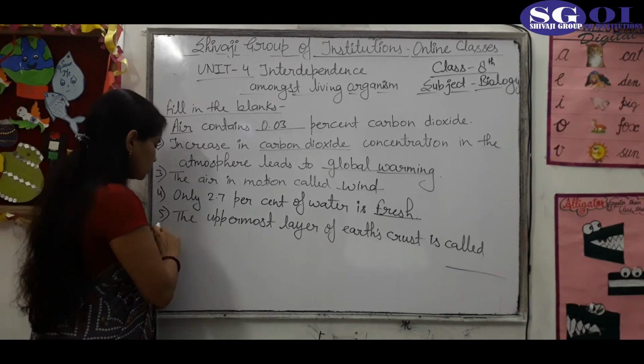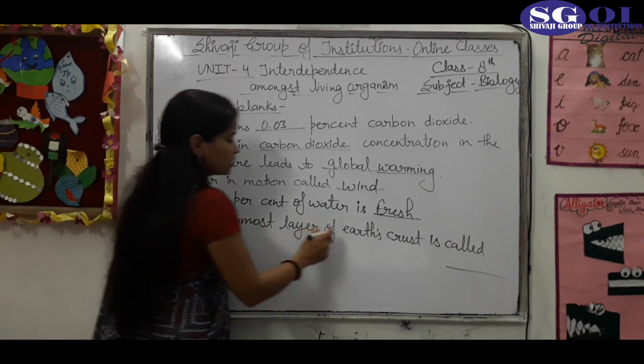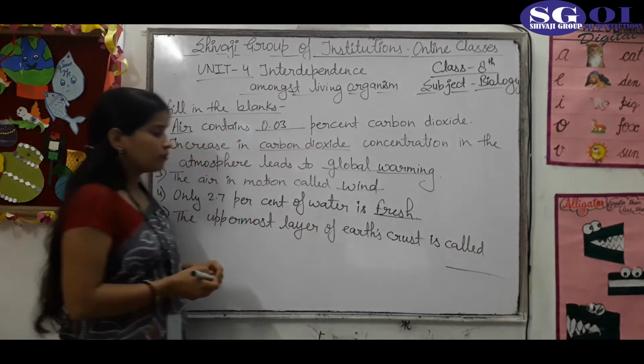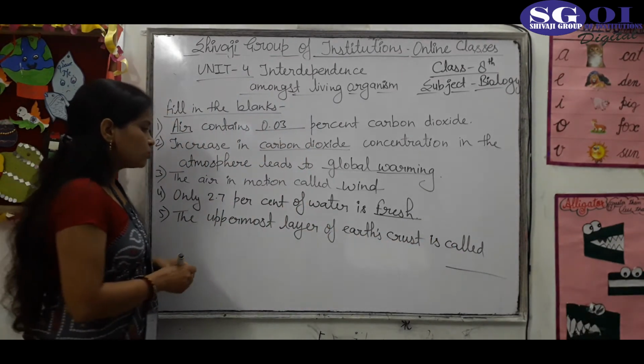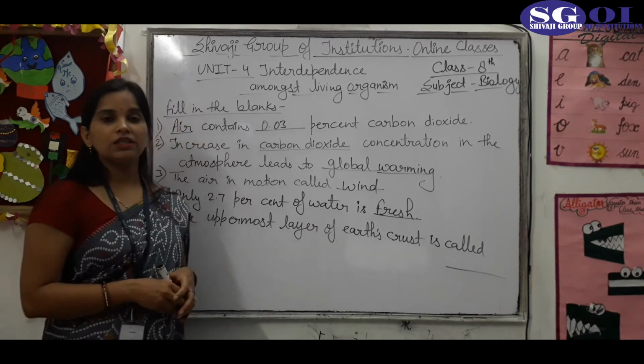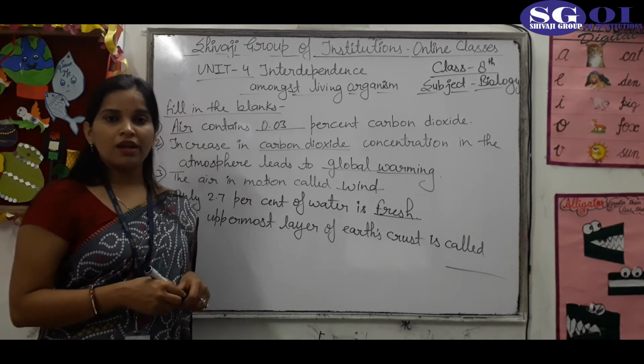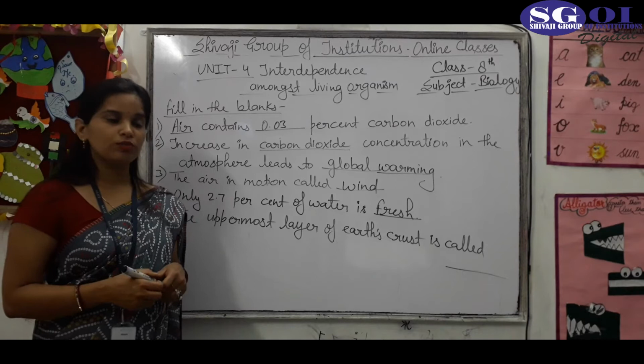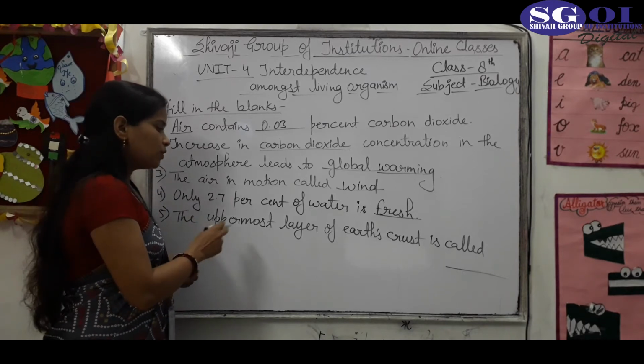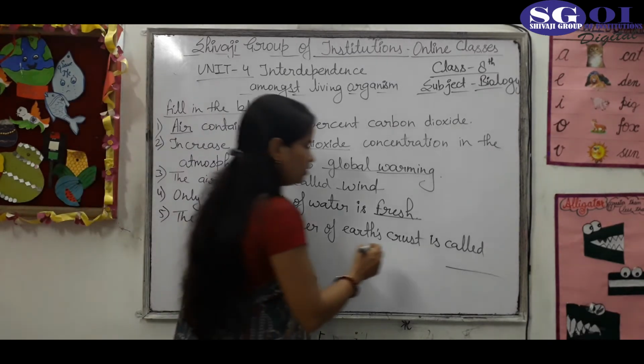Next question, question number 5. The uppermost layer of the earth crust is called. Actually, students, the uppermost layer of the earth crust is formed by the rocks and plants, and these rocks and plants also form the soil. So we can say that the uppermost layer of the earth crust is called soil.